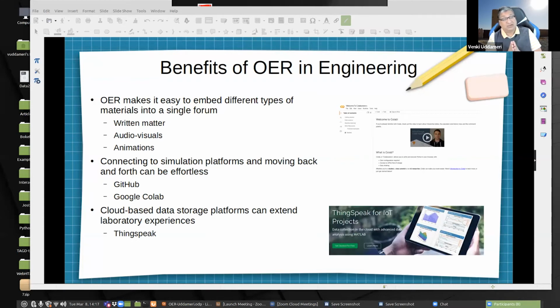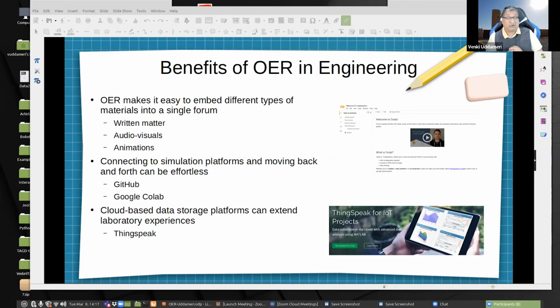So especially, we can integrate written matters, audio visuals, animations. So this kind of makes it really exciting, regardless of the discipline you are in. I think this one particular piece generally applies across different fields. And I think the previous speaker was also talking about this. So this certainly is a big plus for engineering, and especially for someone like me who does a lot of computational work.